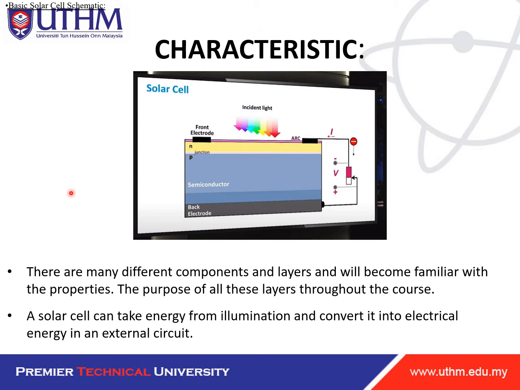Characteristics. So these are the solar cell components and layers. First, there are many different components and layers, and we will become familiar with their properties and the purpose of all these layers throughout the course. Then, a solar cell can take energy from illumination and convert it into electrical energy in an external circuit.